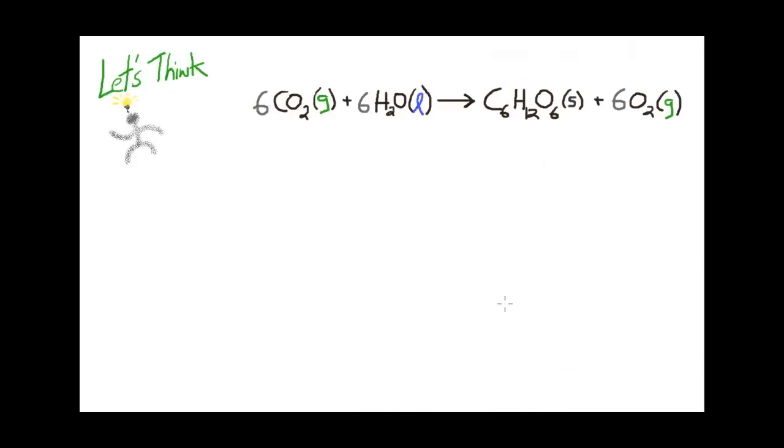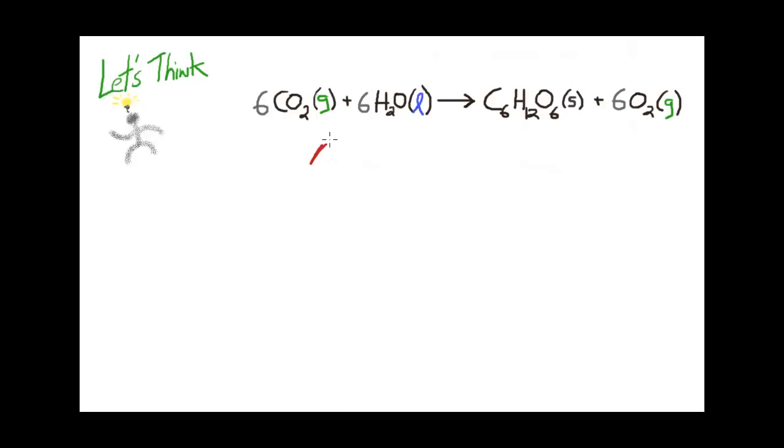Okay, let's apply this thinking to some reactions to see if we can make a qualitative prediction of the energetic and entropic favorability of processes. Let's start with this reaction right here. This is the reaction of carbon dioxide plus water to form glucose, C6H12O6, and oxygen. You might recognize that this is the reverse of the combustion of glucose, or reaction with oxygen. So let's evaluate the entropic and enthalpic stability of the products versus reactants based on the factors that I've mentioned.